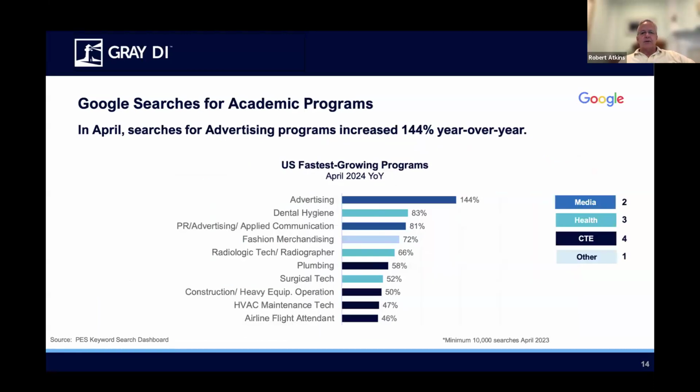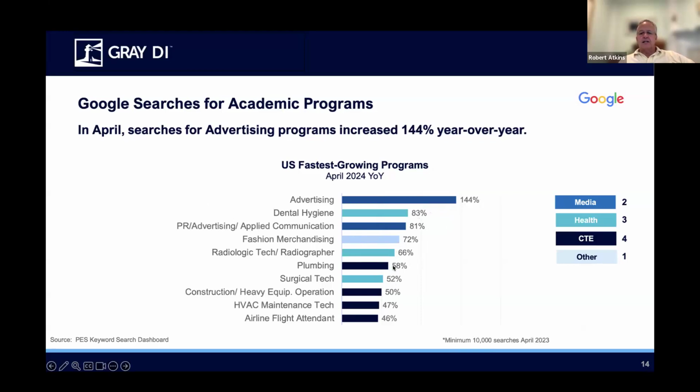Google searches for academic programs. What was hot at the US level? Media had 2 entries here, advertising and PR, advertising and applied communication. I don't recall seeing media programs make the top 10 in prior months. Those are new entrants with very handsome growth rates, up 144% for advertising and 81% for PR. Dental hygiene and health programs in general, we got 3 health programs here. That's not uncommon. Dental hygiene up 83%, rad tech up 66%, and surge tech up 52%.